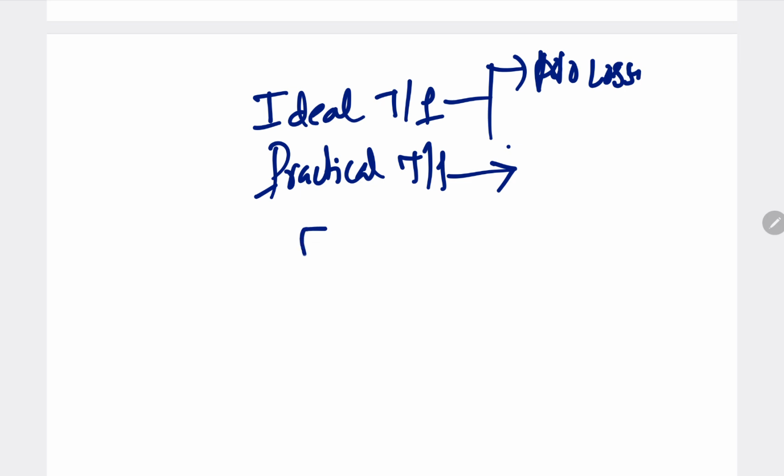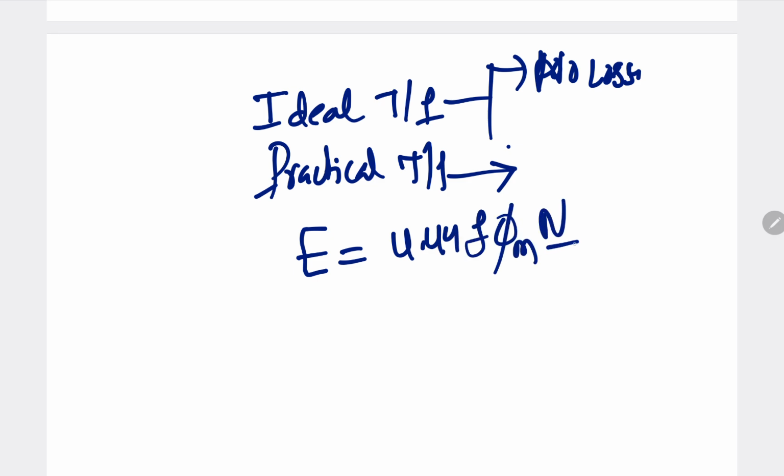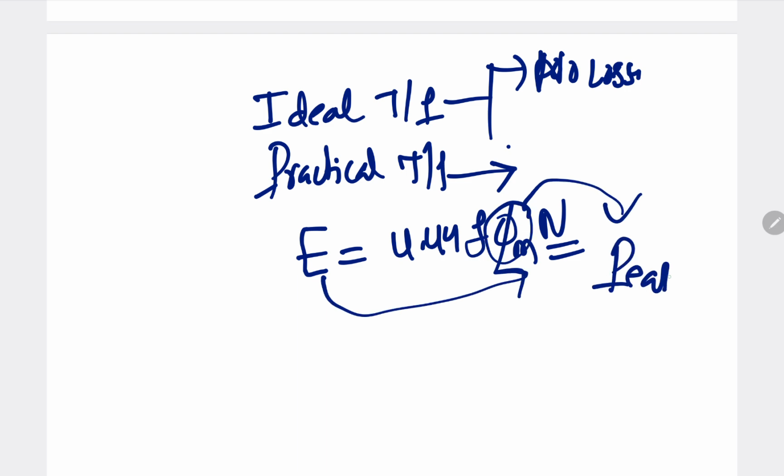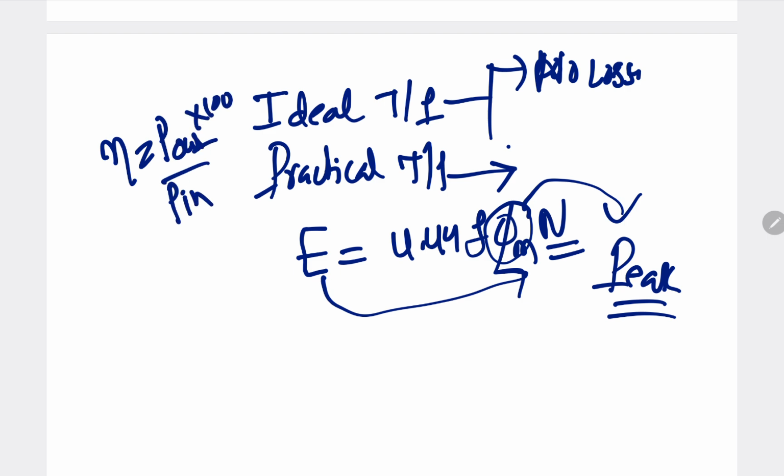A very important equation in the transformer winding: EMF E is equal to 4.44 f phi m N, where N is the number of turns. The flux involved in the EMF equation of the transformer is the peak value of the flux, the maximum value of the flux. It is very important. In transformer, what is the efficiency formula? Output power by input power into 100. The transformer will get maximum efficiency whenever the iron losses equal the copper losses.